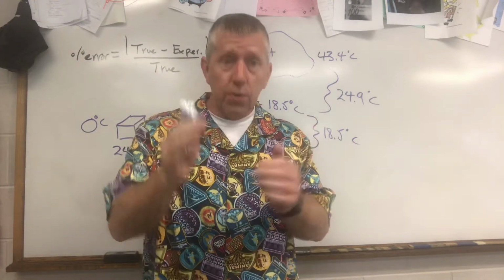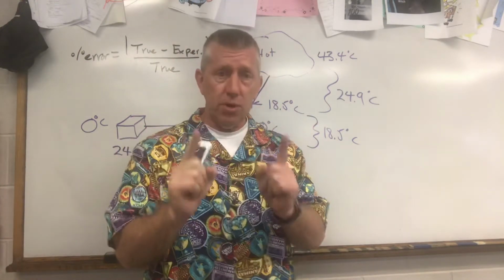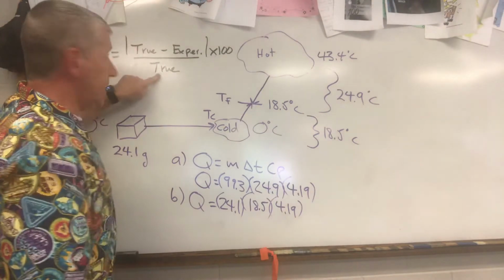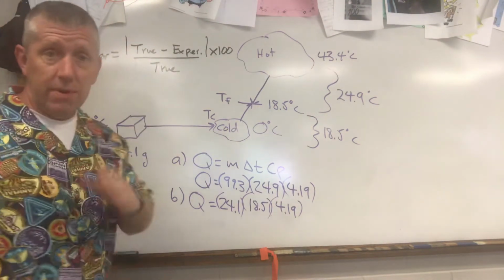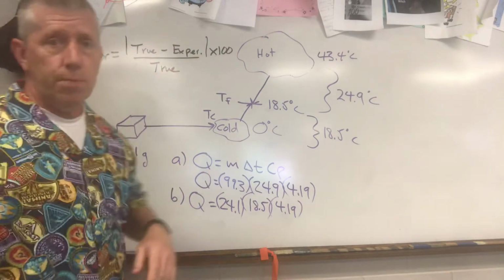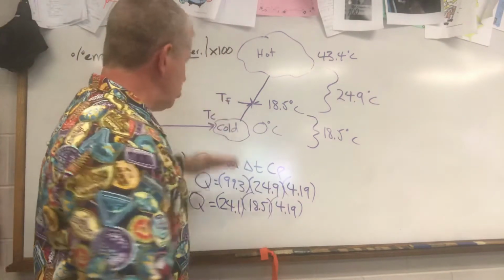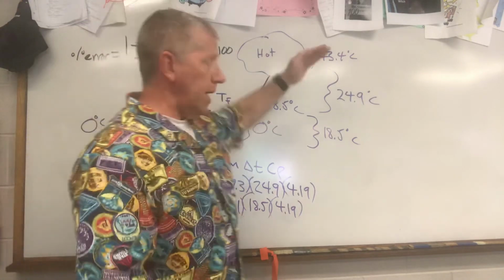Take the true value in joules per gram for the heat of fusion of ice, put it here and put it here. Subtract. If you get a negative, ignore it. And then you do a percent error. Do the same set of calculations for both trials.